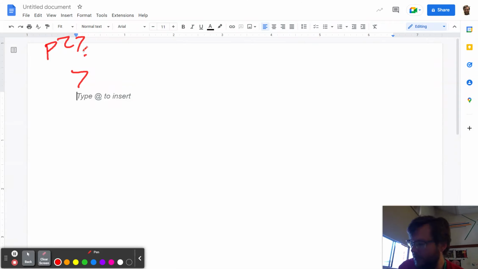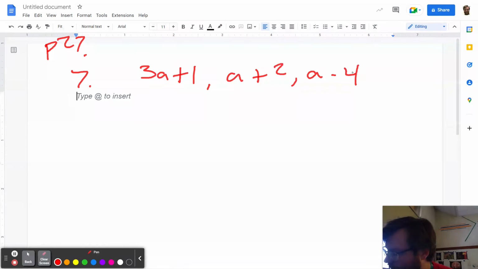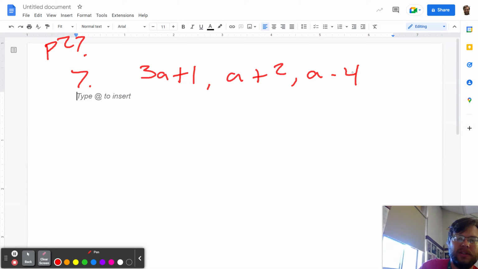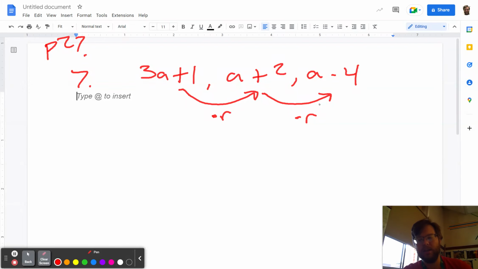So question 7 just says we've got three numbers, 3a plus 1, a plus 2, and a minus 4. And those are three consecutive terms of a geometric sequence. And so what that means is that to get from one term to the next, you're multiplying by the common ratio, usually using the letter r. And so we're multiplying by the common ratio there again.